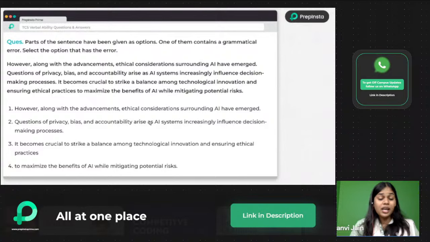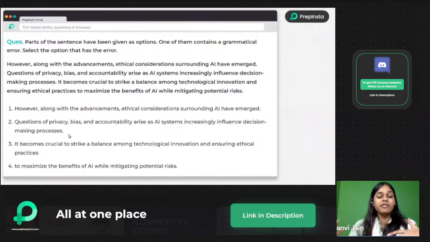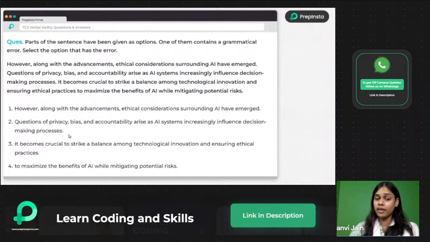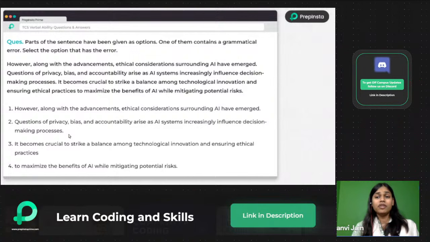And we are going to use, it becomes crucial to strike a balance between technical innovation and ensuring ethical practices to maximize the benefits of AI while mitigating potential risk. The entire paragraph is correct. There's only 1 word which is incorrect, which is among. Instead of among, we are going to use between. And that is the error over here. So I hope you understand what the error is.